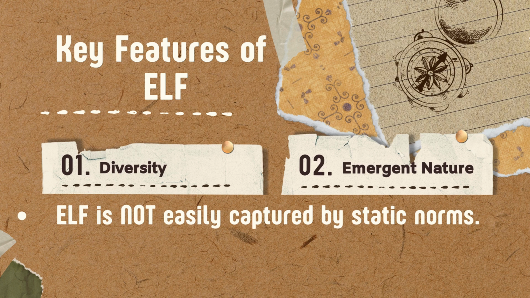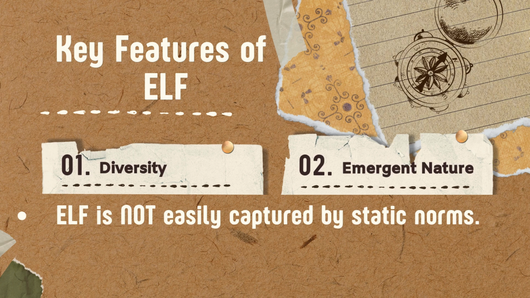Now, let us proceed with the key features of ELF. First is the diversity and emergent nature. ELF interactions are dynamic and context dependent, often shaped by linguistic backgrounds and communicative needs of the participants involved. Unlike traditional English, which is governed by fixed grammatical rules and native speaker norms, ELF is flexible and adaptable. It evolves in real time as speakers negotiate meaning and adjust their language use to achieve mutual understanding.